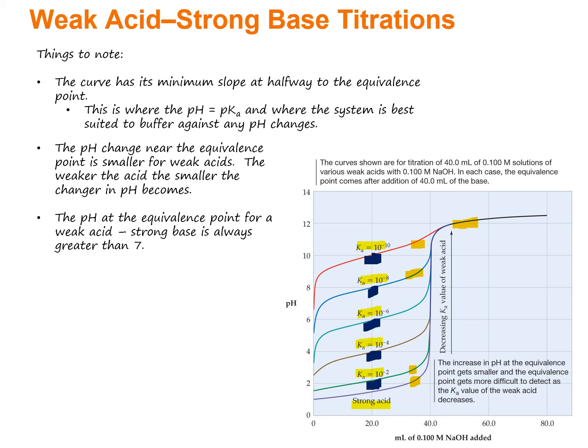Notice that the pH at the equivalence point is 7 for the strong acid, strong base. And then as we move to weaker and weaker acids, we see that effectively the equivalence point moves further and further up the titration curve, or the pH becomes a little bit more than 7.